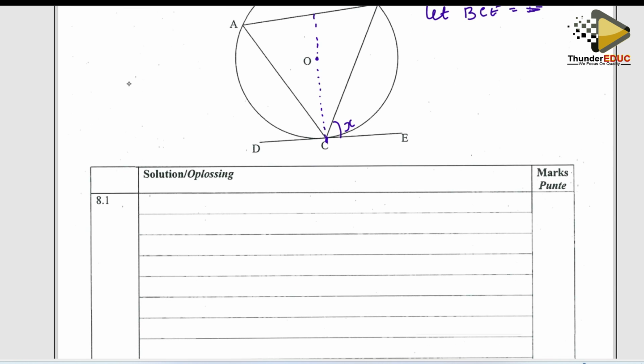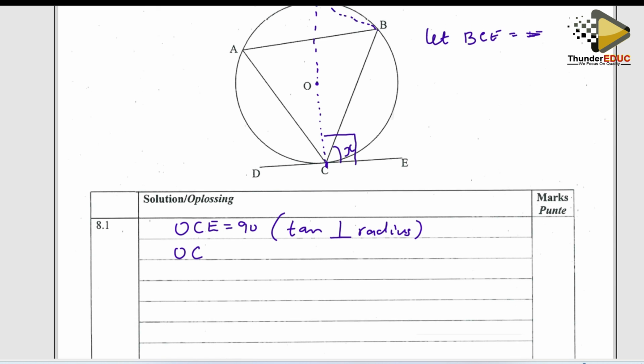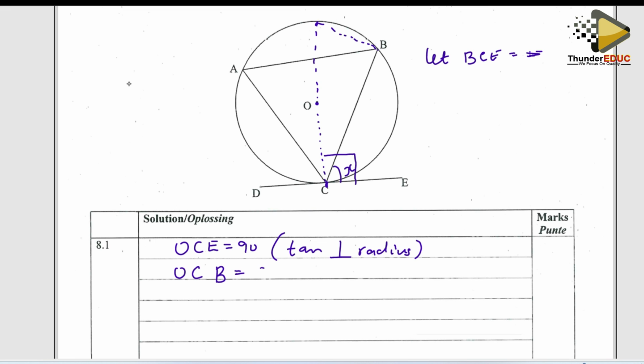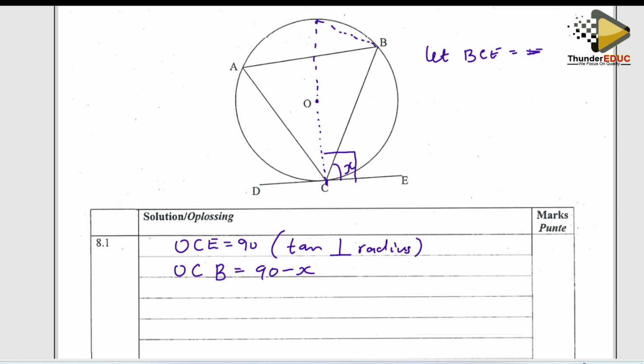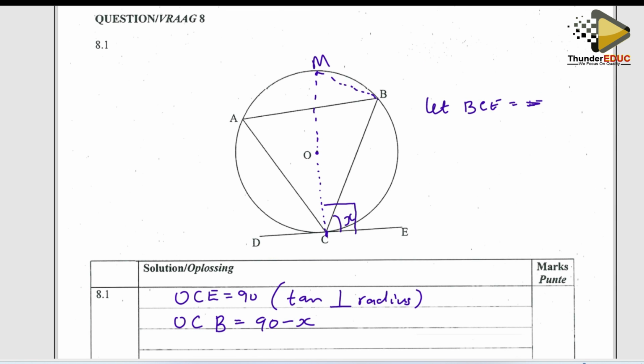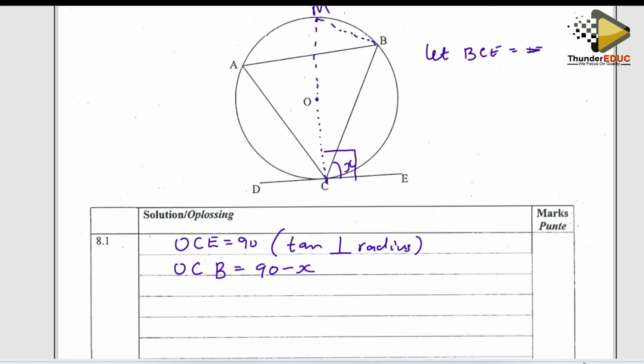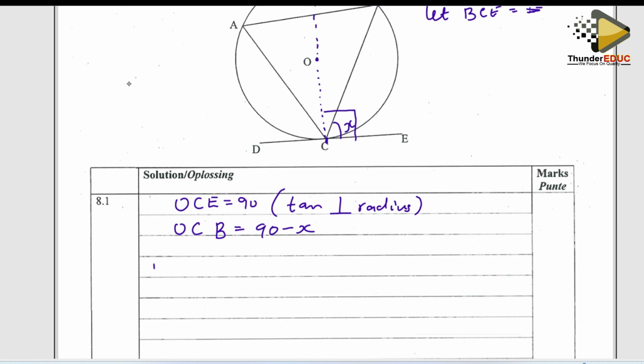Then we know that OCE is 90. Reason: tangent perpendicular to radius. Okay, so the whole of this is 90. So what is the size of OCB? That's going to be 90 minus X, because these two are complementary. Then if that is true, let me call this A. It's fine. We can say that MBC is going to be 90. Reason: angle in a semicircle.